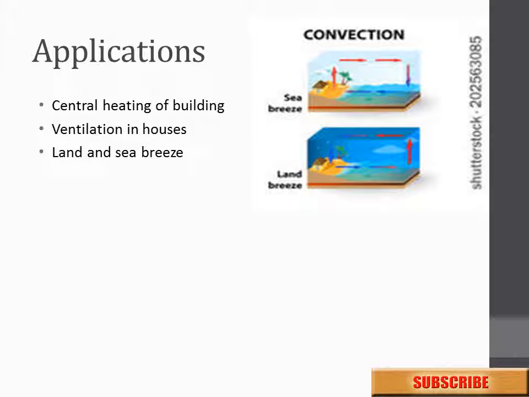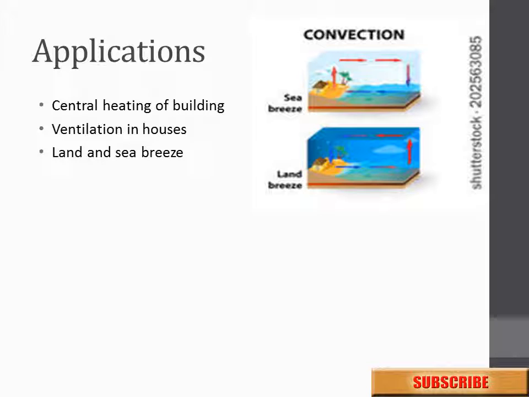Now coming to the applications of convection. Convection has applications like central heating of buildings. In winter, hotels and buildings are heated, so there is central heating of buildings, which works by convection. Then there is ventilation in houses, because it provides light and fresh air. Ventilation in houses comes from windows and doors, which are generally open. Especially on top terraces, we can see that more light comes in compared to others, and so we can also breathe fresh air.